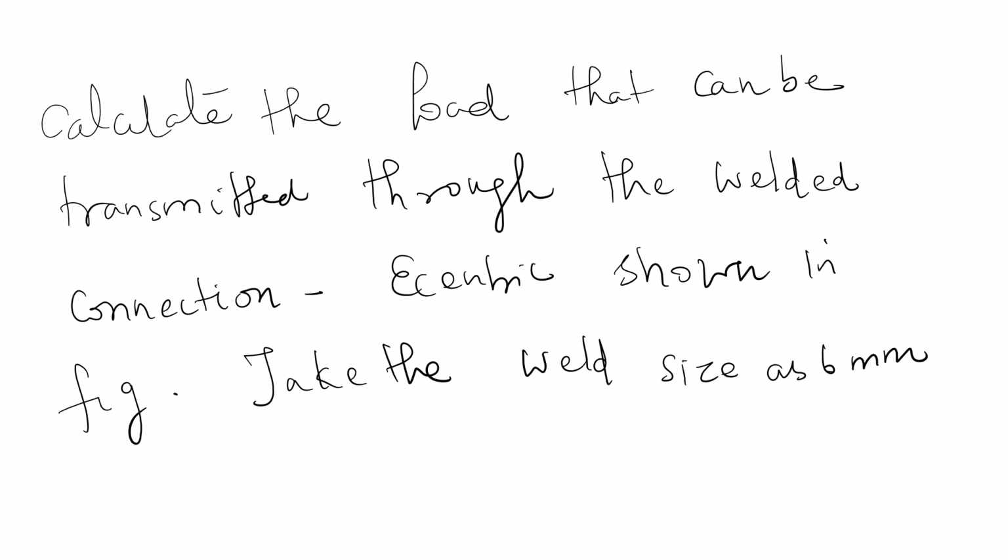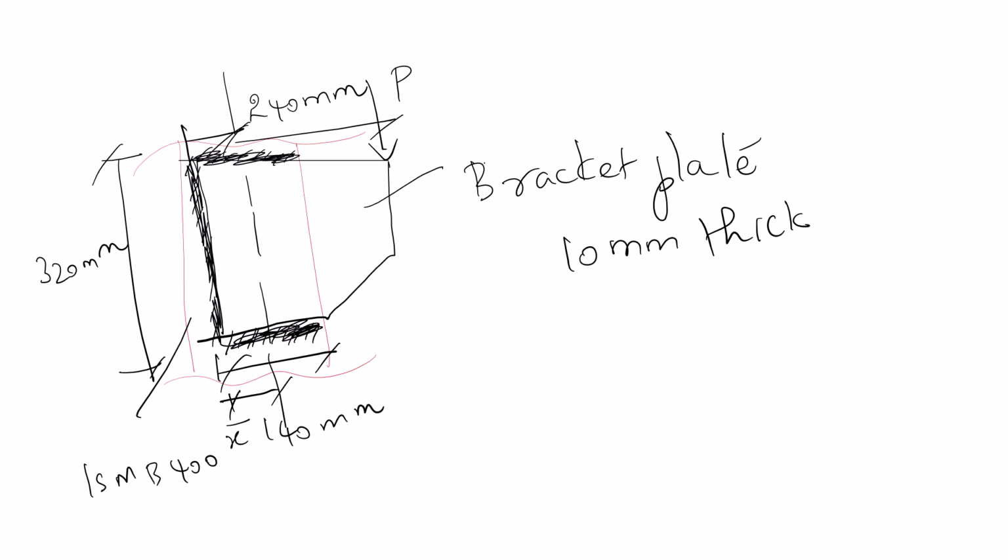So dear learners, let us try to understand the eccentric welded connection. There is a column flange. It is attached with the bracket plate by means of the welded connection. The welded connection is shown in the next slide, and the size of the weld can be taken as 6 mm. This is a bracket plate.